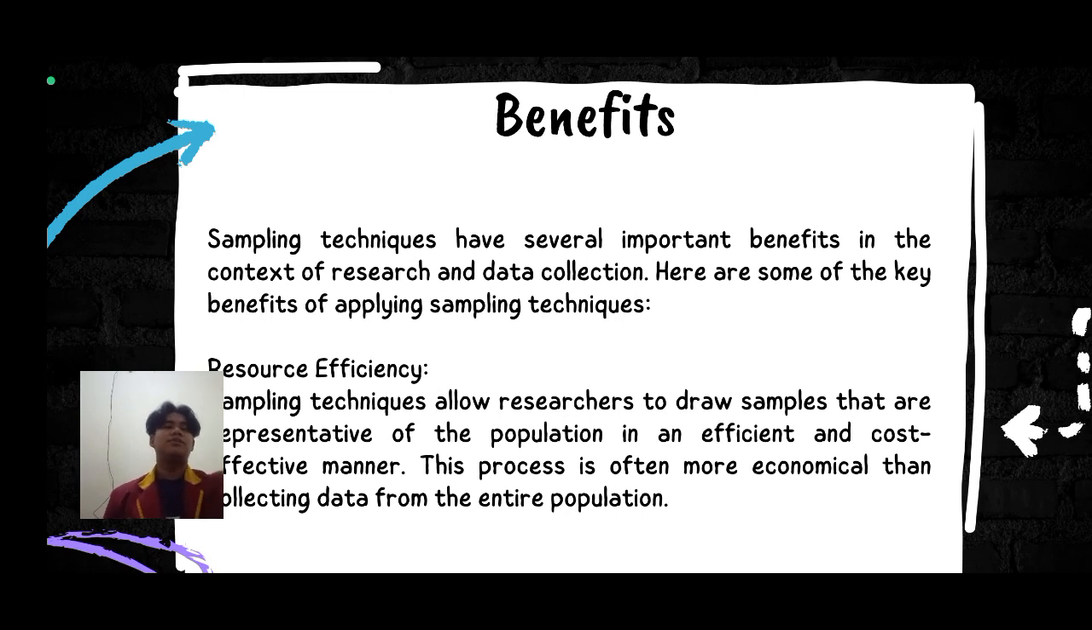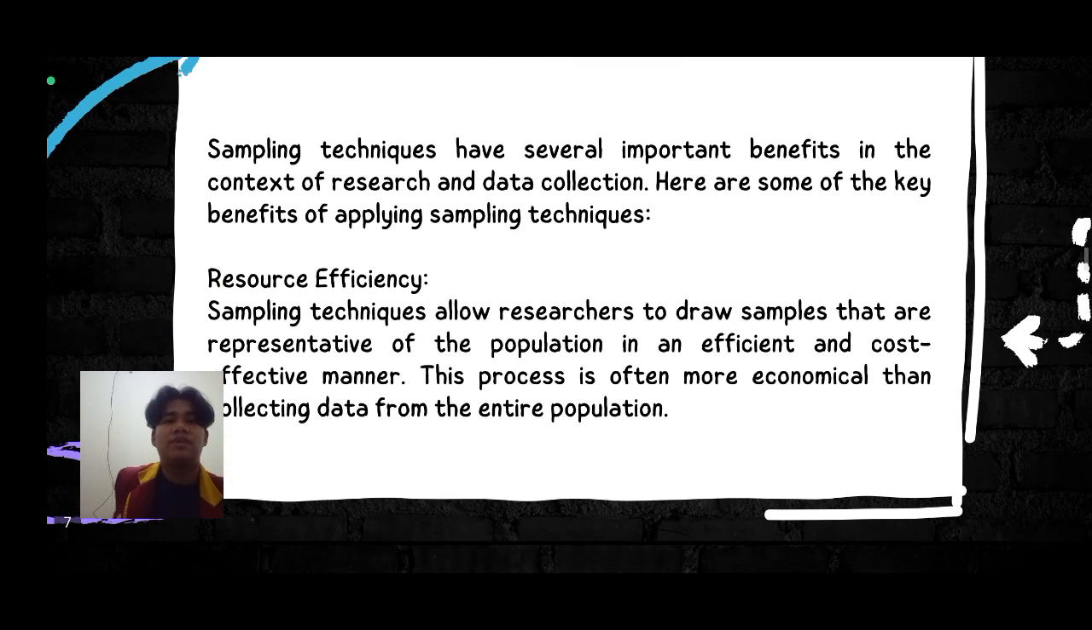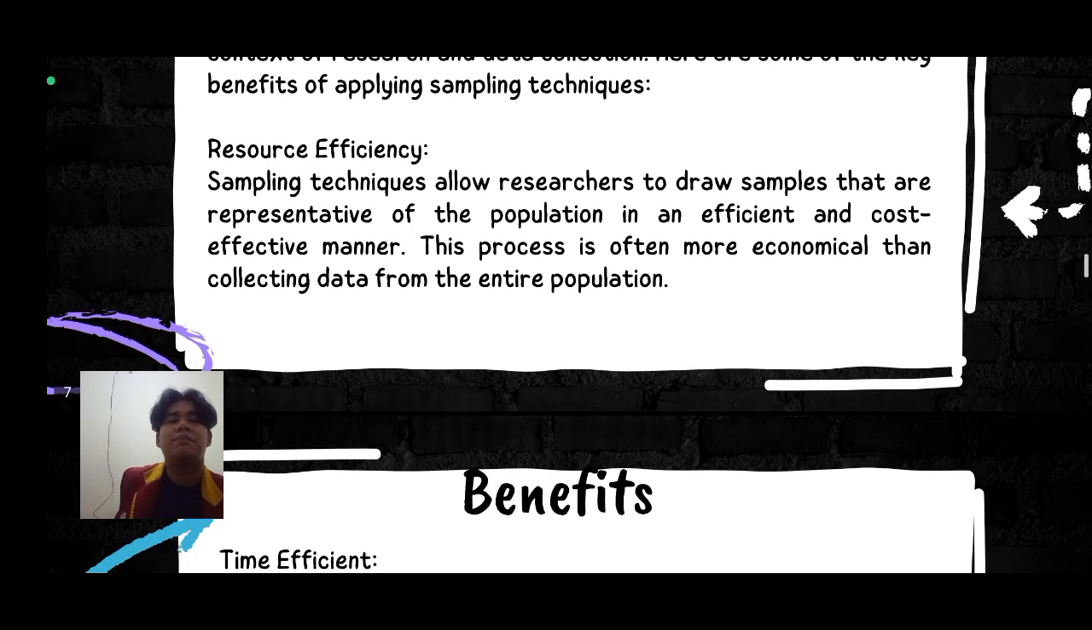Sampling techniques have several important benefits in the context of research and data collection. Here are some of the key benefits of applying sampling techniques. The first is research efficiency. Sampling techniques allow research to draw samples that are representative of the population in an efficient and cost-effective manner. The process is often more economical than collecting data from the entire population.